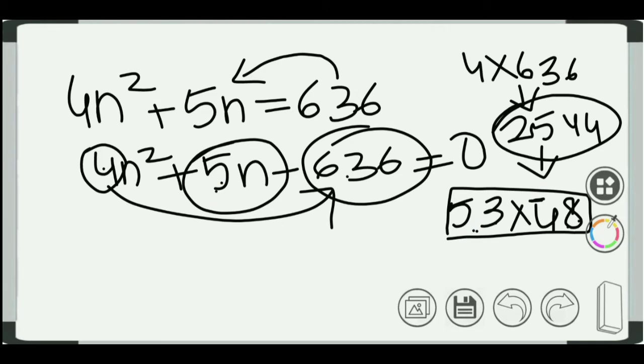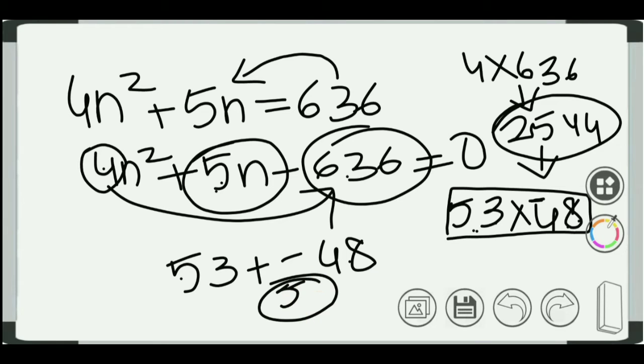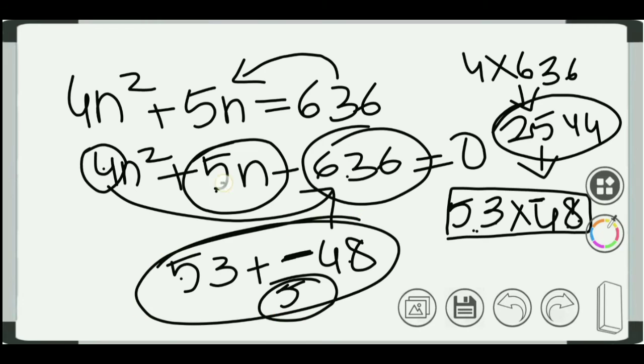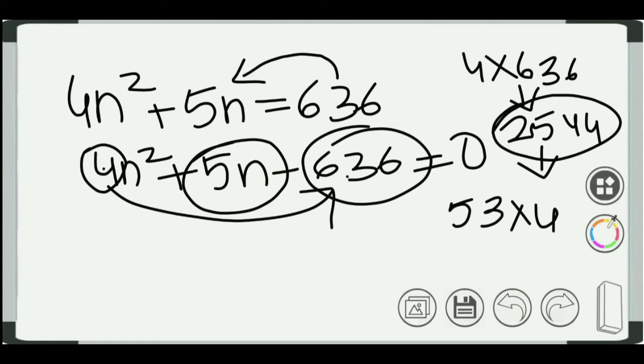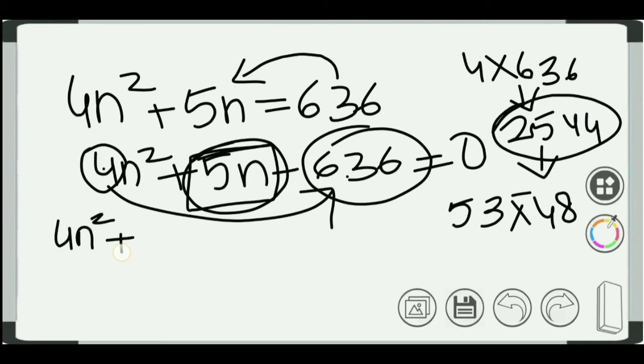See, 53 plus minus 48. 53 minus 48 is 5. So I am giving this negative sign to 48 such that if I add it, I am getting plus 5. Now instead of 5n, I am splitting it into two terms, that is 53n and minus 48n. 4n square plus 53n minus 48n minus 636 is equal to 0.